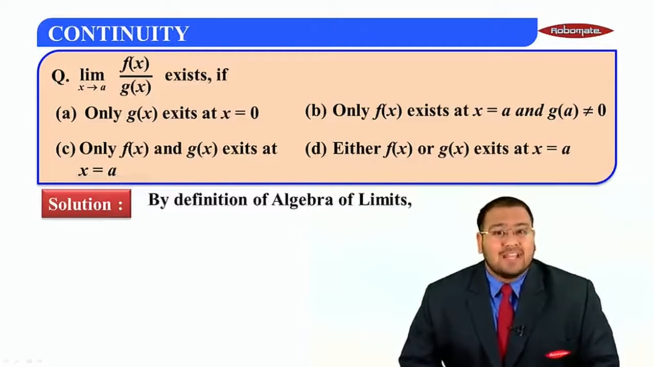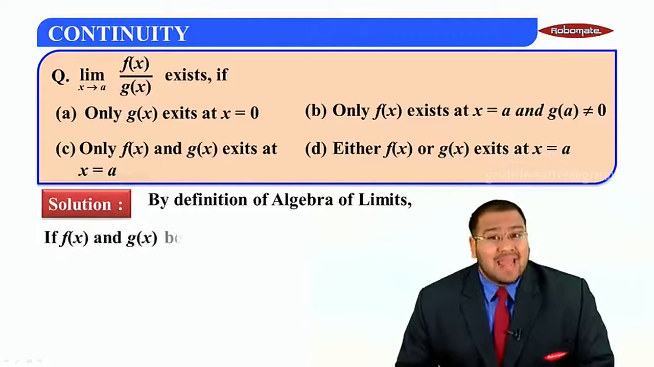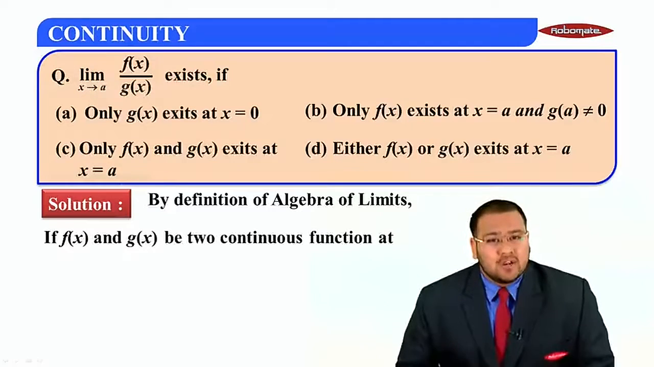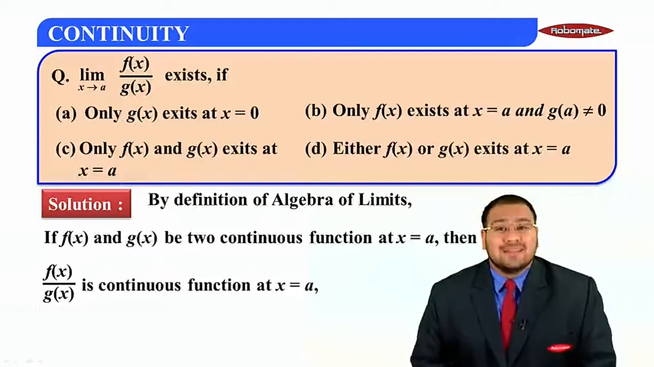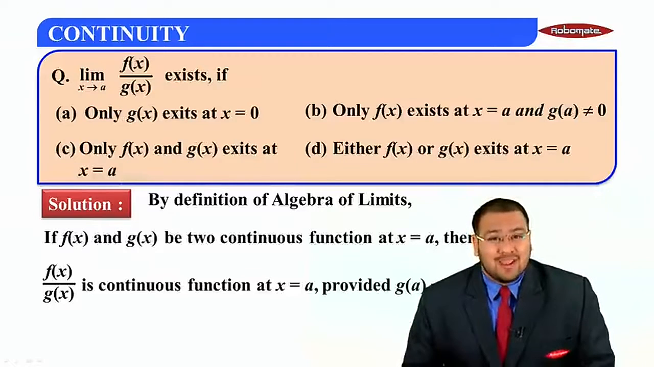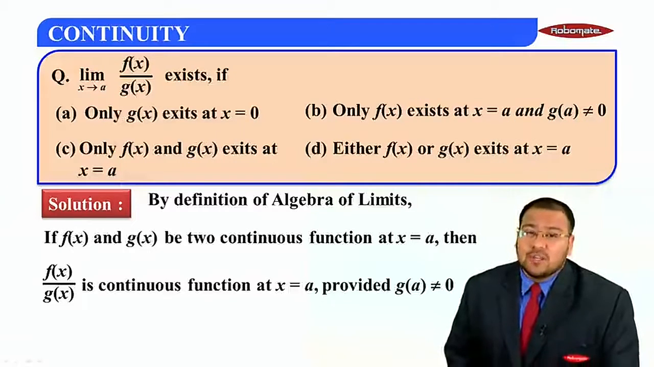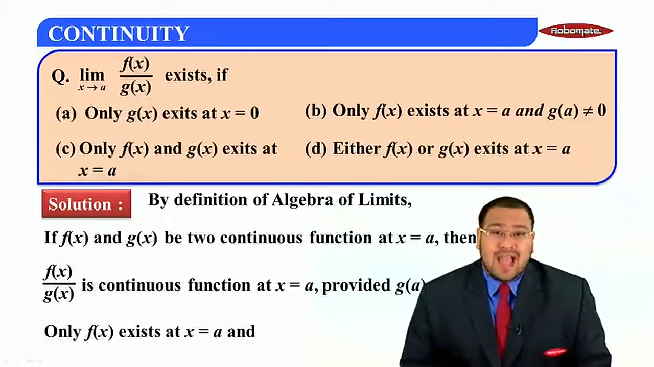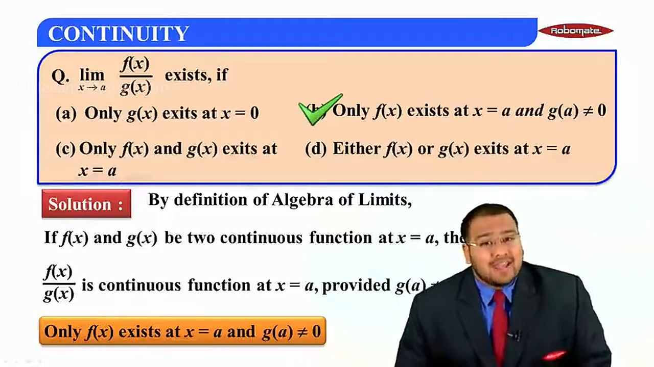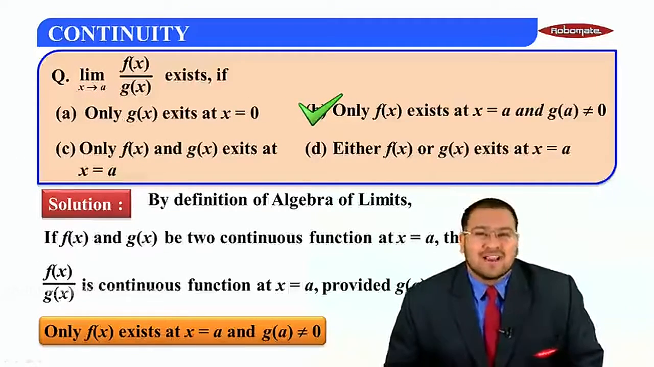Here we have, by the definition of algebra of limits, if f of x and g of x are two continuous functions at a point x equal to a, then f of x upon g of x is a continuous function at x equal to a, provided g of a should not be equal to 0. So I can say f of x upon g of x will exist at x equal to a when g of a is not equal to 0, and hence option B is the correct answer.